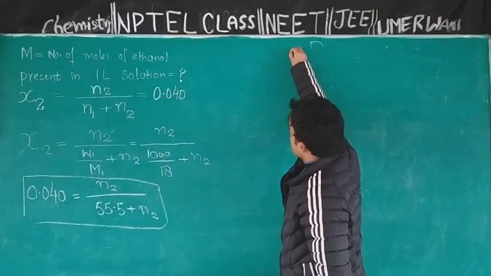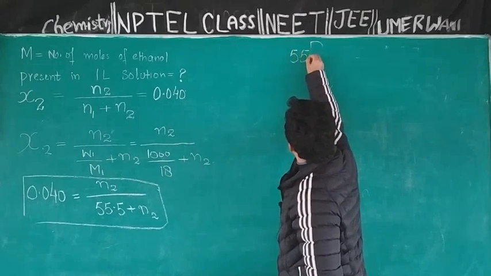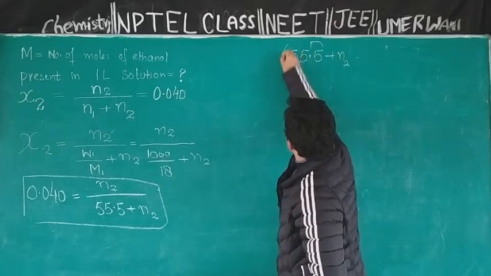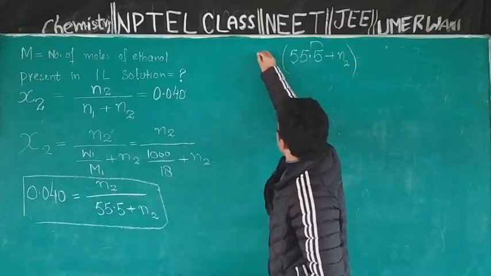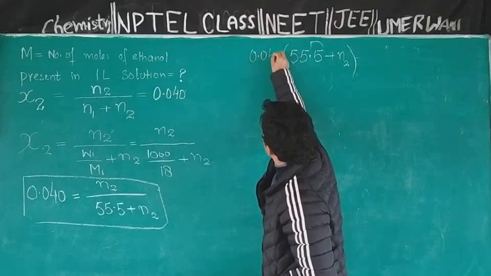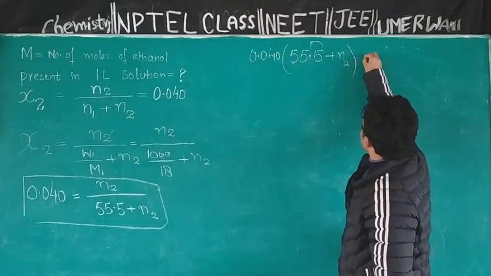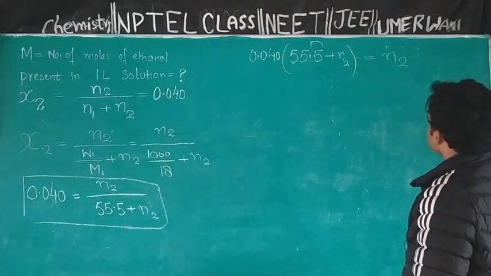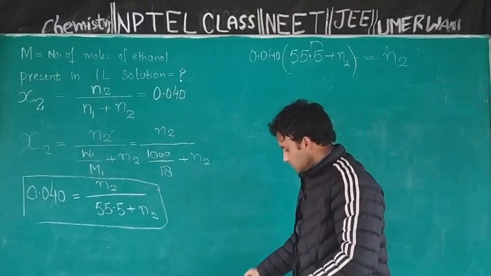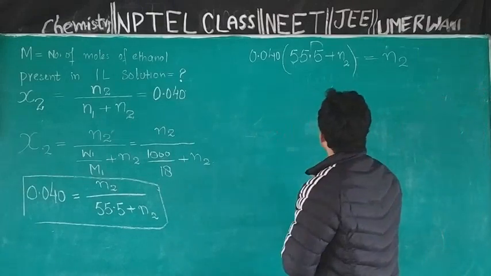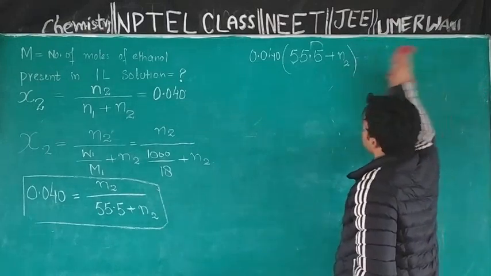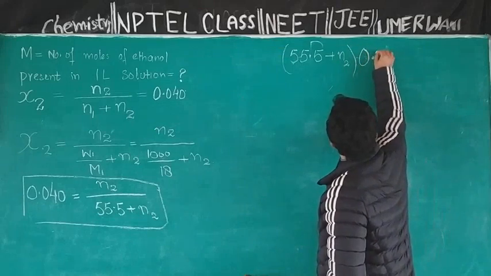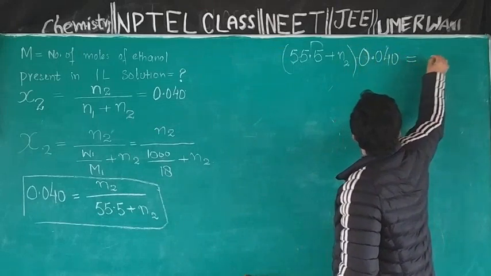I may write 55.5 plus N2, multiply by 0.040, is equal to N2. Or I will write like this, multiplied by 0.040 is equal to N2.